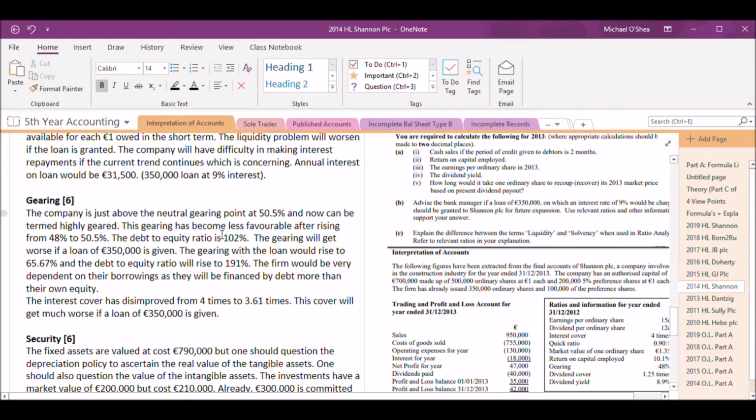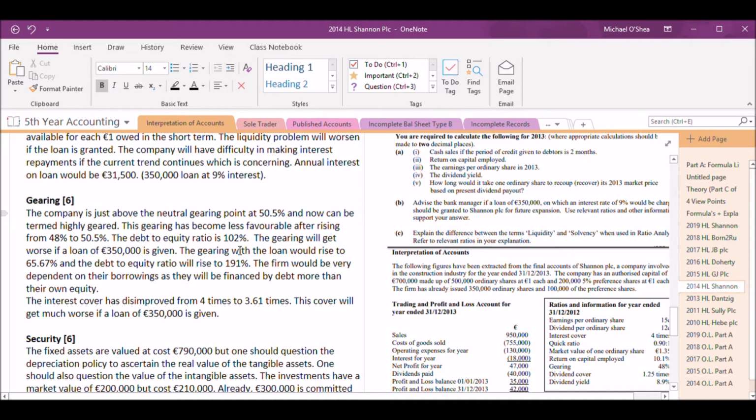Wouldn't be the most major concerning thing in the world, but what is concerning is this ratio is showing us how much of the company is financed by debt. And if we were to go and get a €350,000 loan, now the company is going to be significantly more financed by debt. So we know about getting the loan, this is going to rise, and it's going to be very highly geared. So the gearing has become less favorable because it's risen from 48%. It wouldn't be a huge cause for concern.